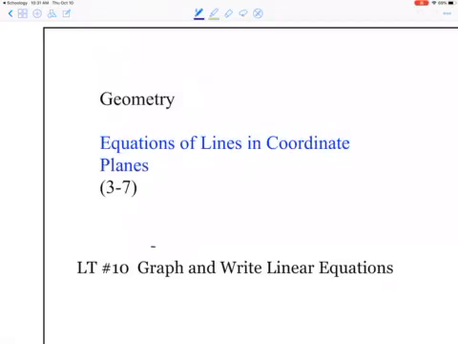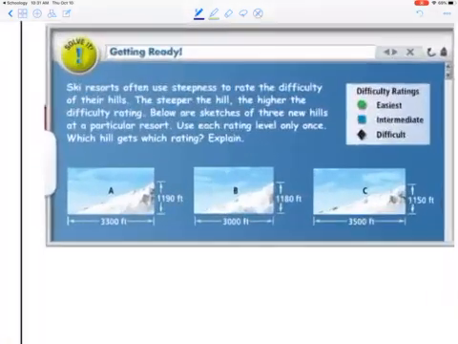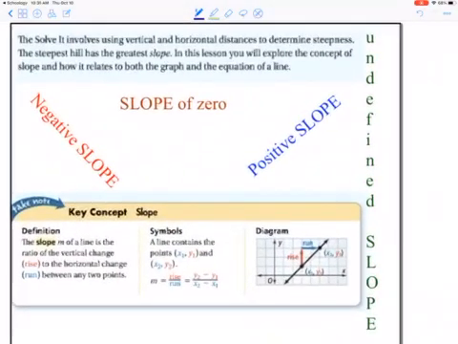This movie is for Learning Target 10, Graph and Write Linear Equations. So here we have ski resorts often use steepness to rate the difficulty of their hills. The steeper the hill, the higher the difficulty rating. So black diamonds are very difficult, and you can see how slope is related to that. A steady slope, not very steep, is going to be an easy, a red or a green. And then you have intermediate, and a black diamond is going to be a very steep slope. That's an application of slope.